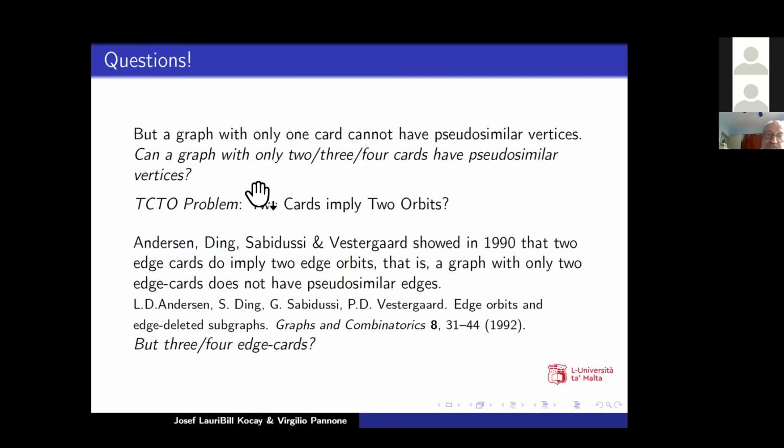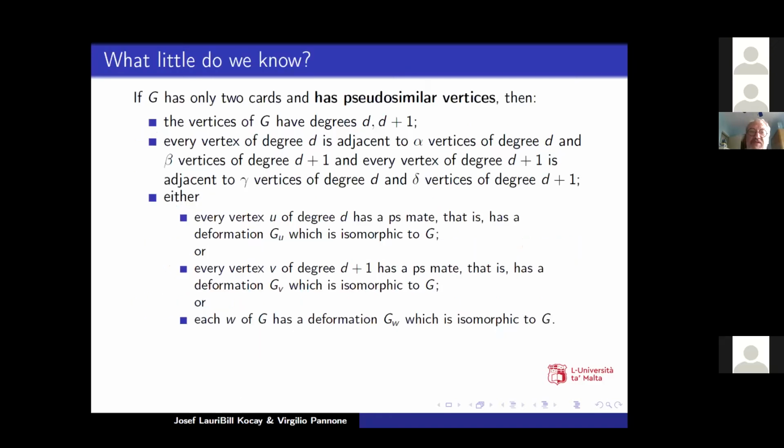So we assume that the graph G has only 2 cards, and it has pseudosimilar vertices. And we try to get a contradiction. So what properties should a graph G, which has only 2 cards and has pseudosimilar vertices, have? And this is the little we know. It's little because, as I said, this is an elementary problem to state, and these are all elementary things which are just consideration of simple arithmetic. I'll show you a bit what I mean.